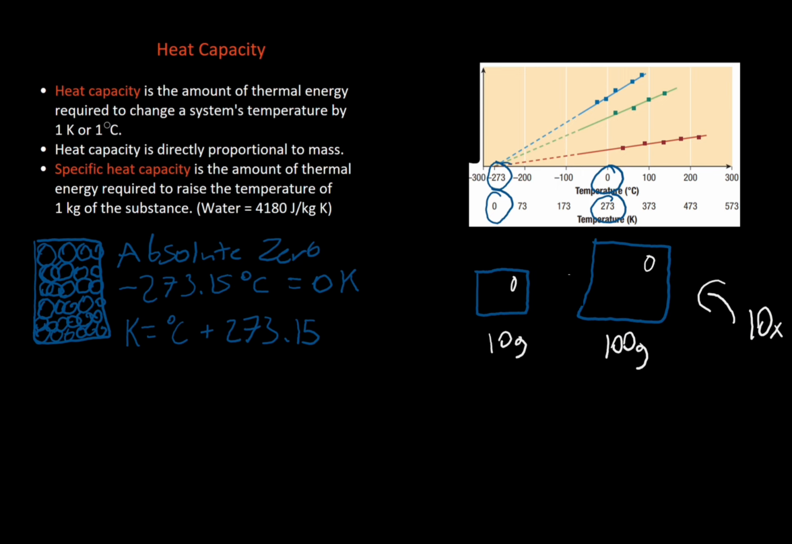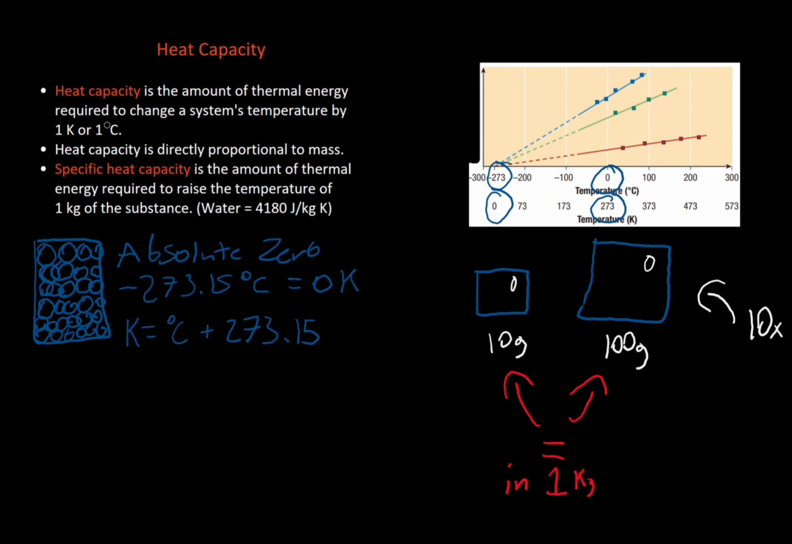is 10 times greater. However, when we look at specific heat capacity, which is the amount of thermal energy required to raise the temperature of 1 kilogram of a substance, we can see that these two ice cubes actually have equal specific heat capacity, because if we get a kilogram of each, it would require the exact amount of thermal energy to change the temperature.